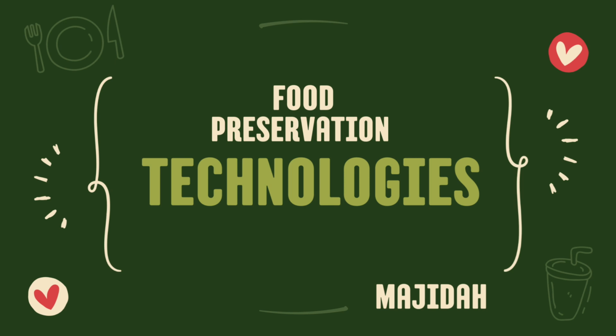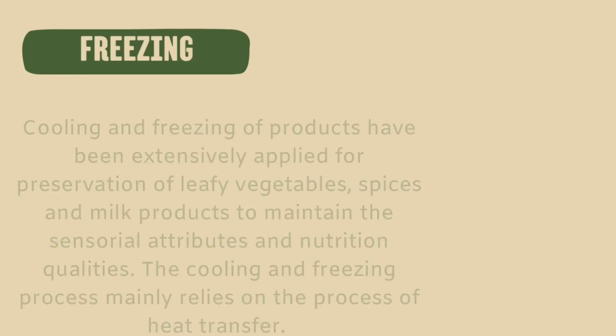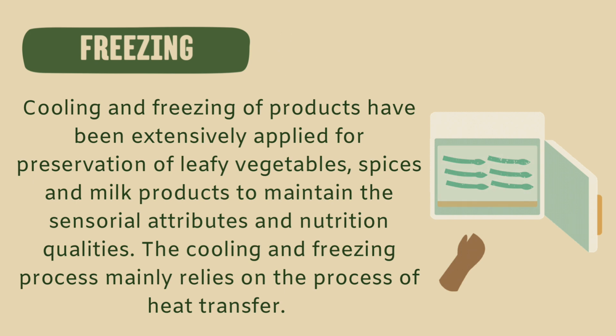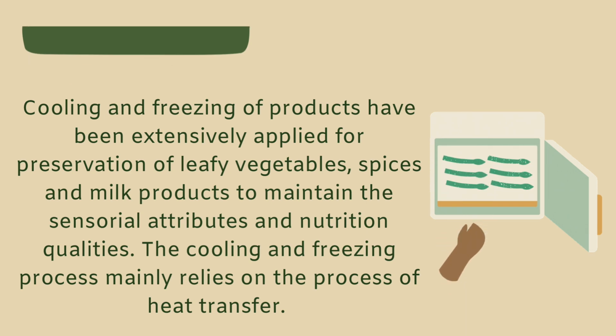Assalamu alaikum, my name is Majda and today I will talk about food preservation technologies. First we have thermal treatment. It is considered a novel technique for food preservation. We all use this technique in our house to kill microorganisms. It's used for bakery, dairy, vegetables and fruit. This process needs heating from 75 Celsius to 90 or more. Freezing and cooling is used more in leafy vegetables, spices and even milk. We all use this technology لأنها توفر لنا وقت وجهد كبير.